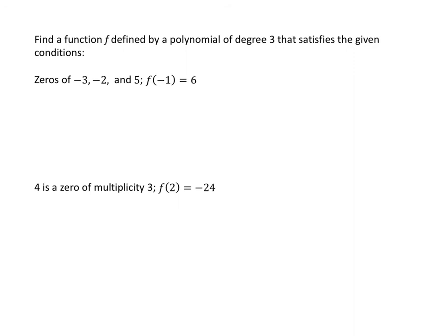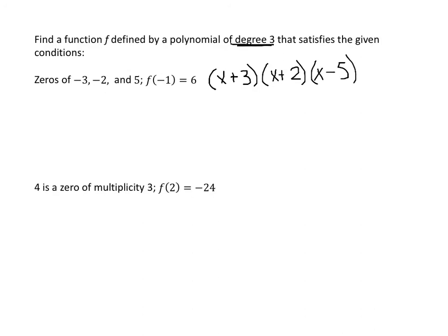Okay, so thinking about those last two theorems that we looked at. Find a function defined by a polynomial of degree 3. Degree 3 means that x is going to be cubed, and that's going to be the highest exponent we have that satisfies the given conditions. Our zeros are -3, -2, and 5. That means I've got x plus 3, I've got x plus 2, and I've got x minus 5.